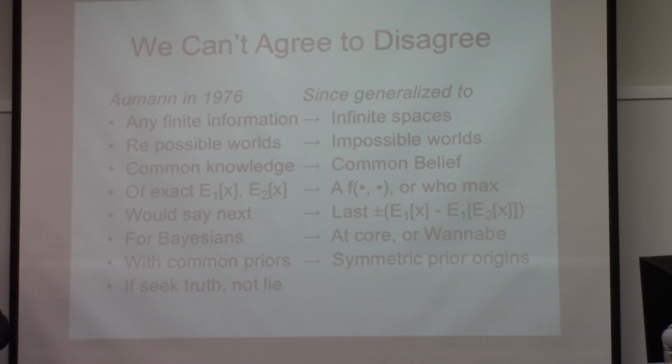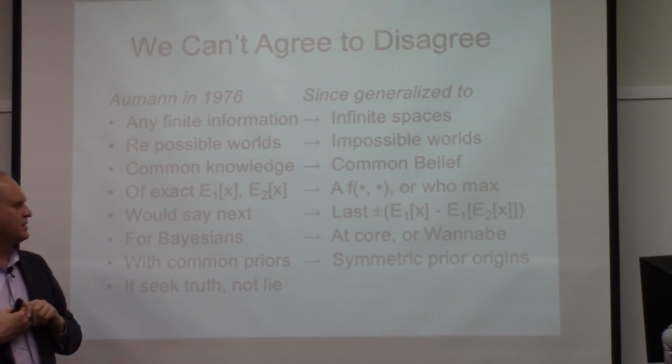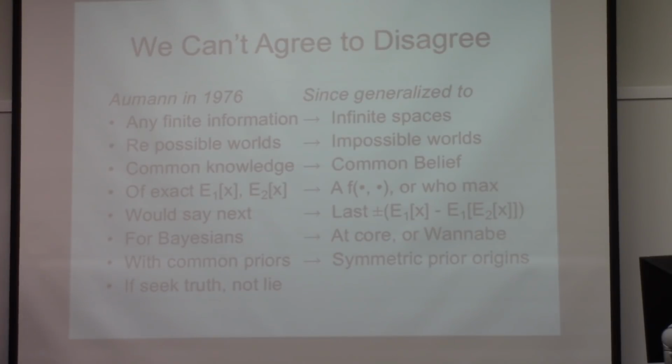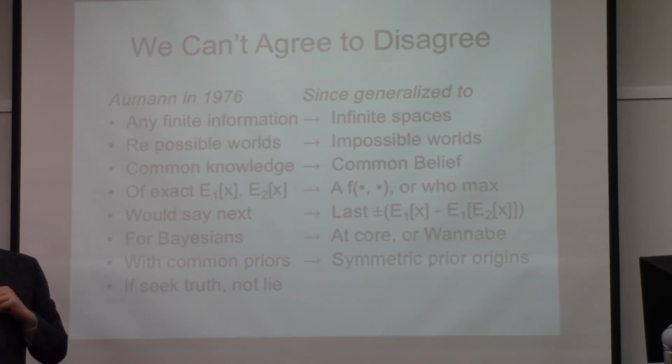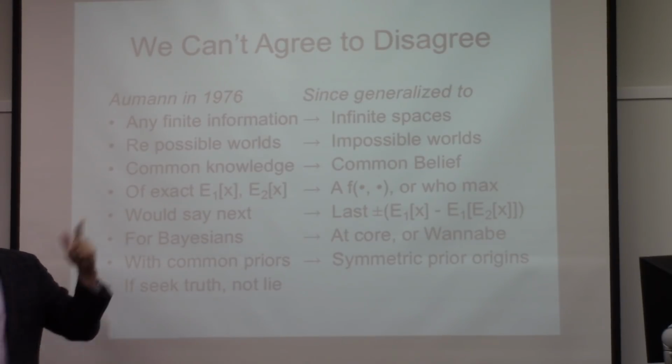Instead of knowing the exact two values two people would have, it's sufficient to know who has the maximum value, or any monotonic function of those two. Instead of knowing what they would say next, it's sufficient to have common knowledge of what one of them said last about the sign of one difference, which is the difference between what one person thinks and what they think the other person will think at some future point. So merely common knowledge of that signed difference is by itself enough to produce no disagreement.